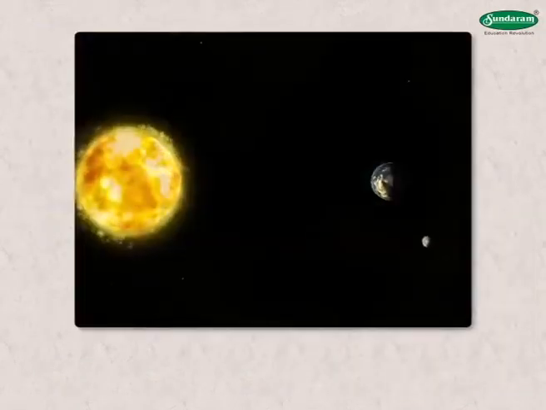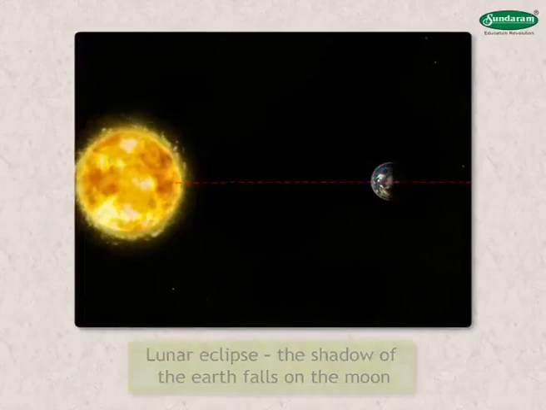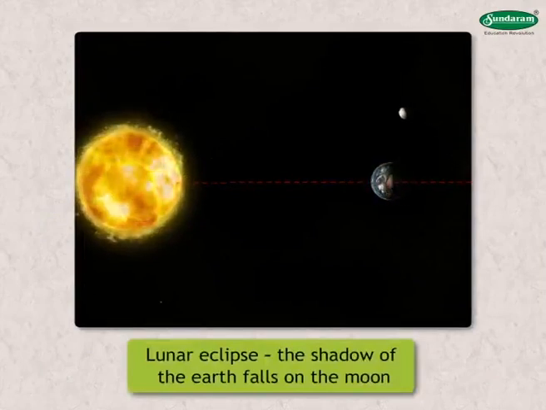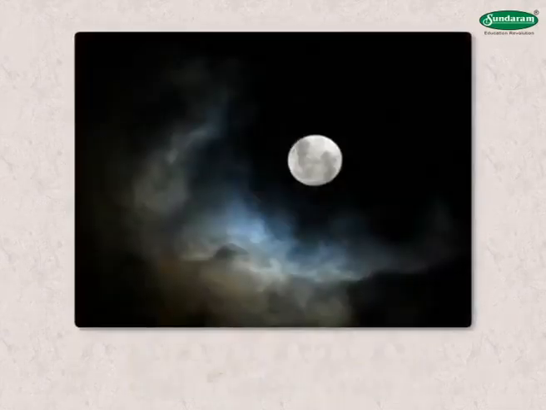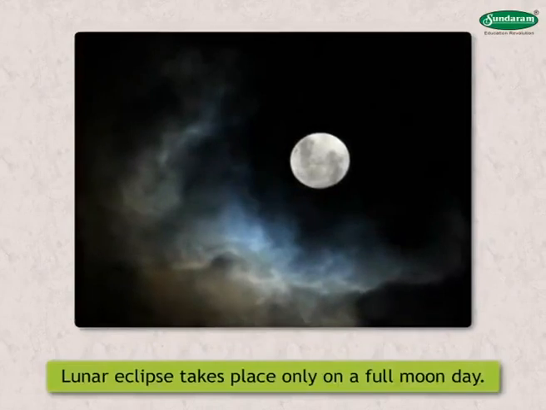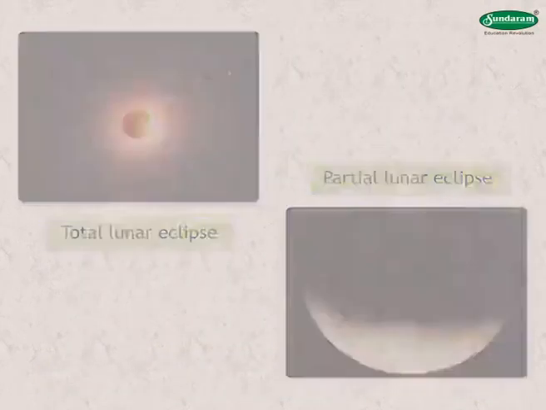If the earth comes in between the sun and the moon, and the three are in a straight line, the shadow of the earth falls on the moon, and a lunar eclipse takes place. Naturally, a lunar eclipse takes place only on a full moon day. It may be either total or partial.